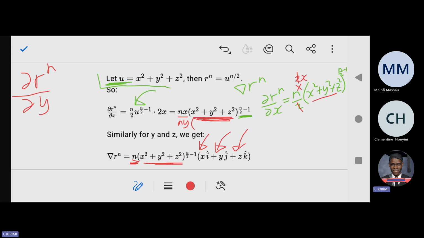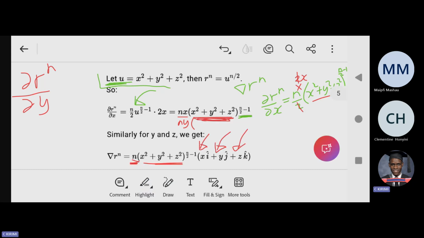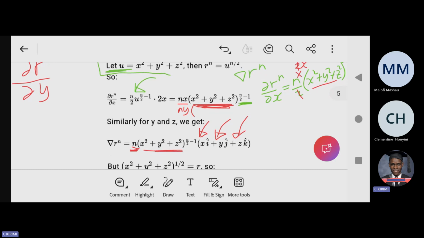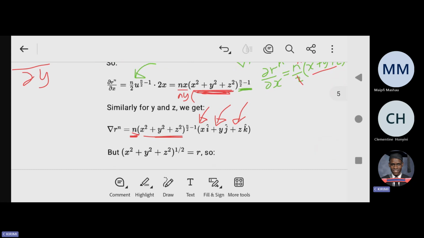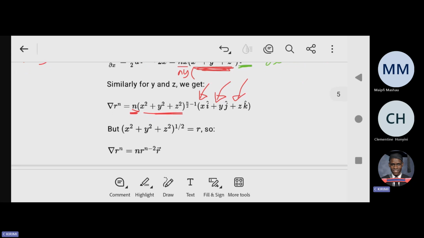So this is the gradient of r to the power n. Then we need to simplify it. We are not done. We need to simplify it because we know that x squared plus y squared plus z squared to the power half is equal to r, from the definition there.